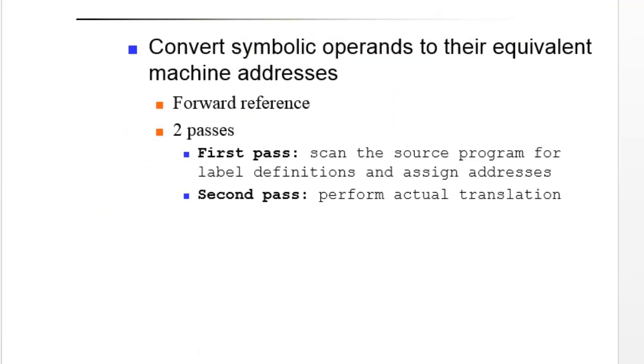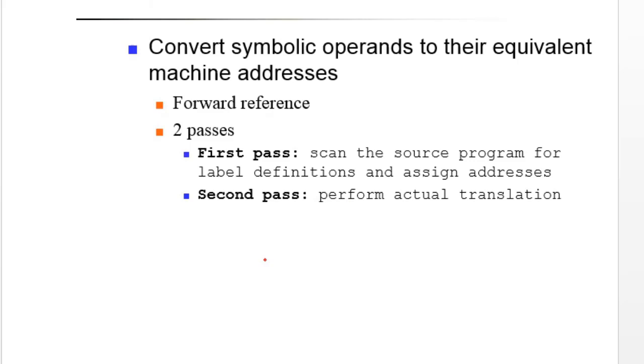And to solve the forward reference problem, most of the assembler will do two passes. In the first pass, it will just scan the source program for all the label definitions and it will assign addresses for each line of the code. Normally, it will assign addresses to all the labels. But we will assign addresses to all lines of our code, which is easier to process. And in the second pass, it will perform the actual translation job.